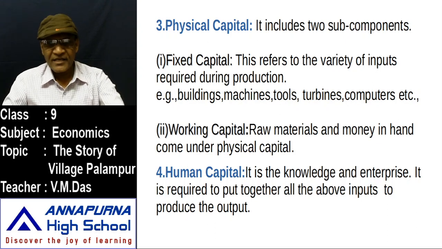So these four are the important factors of production: land, labor, physical capital and human capital, my dear children. Is it clear to you, children? In this video you have learnt about these four important factors of production. These four play a very prominent role in the production of goods and services.